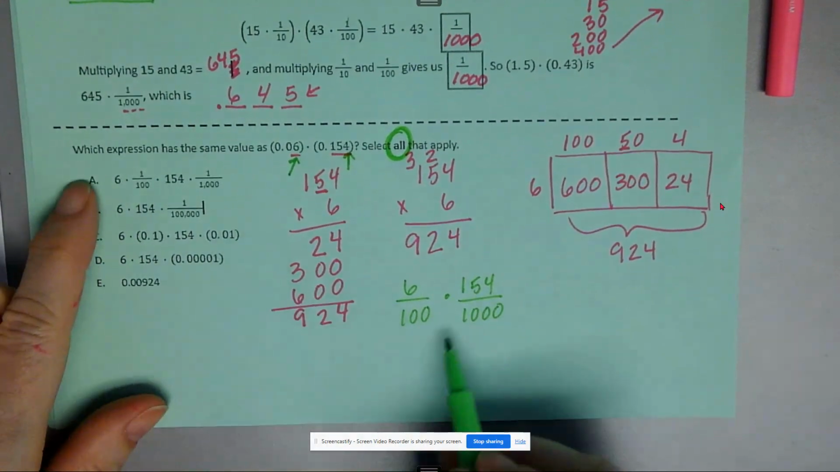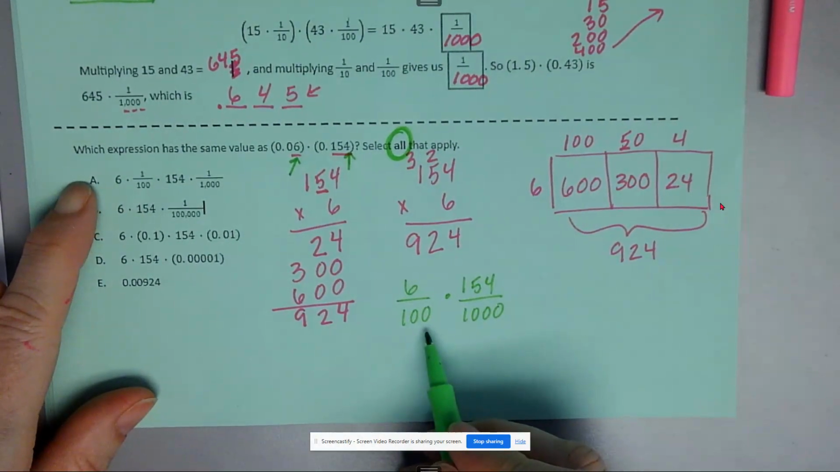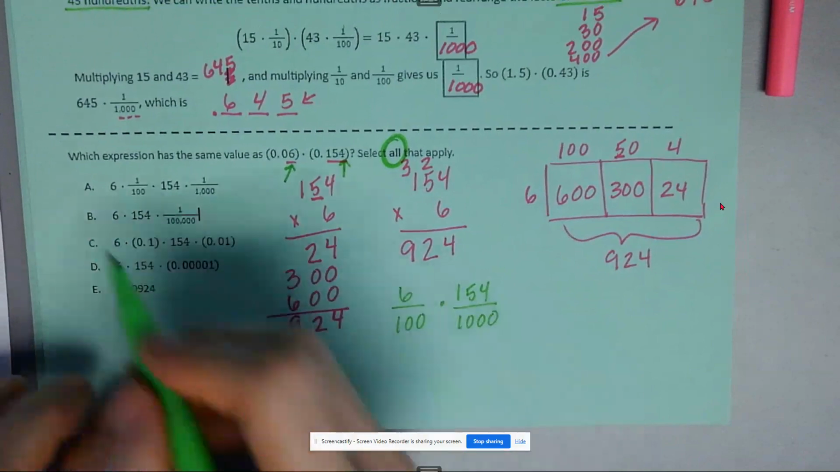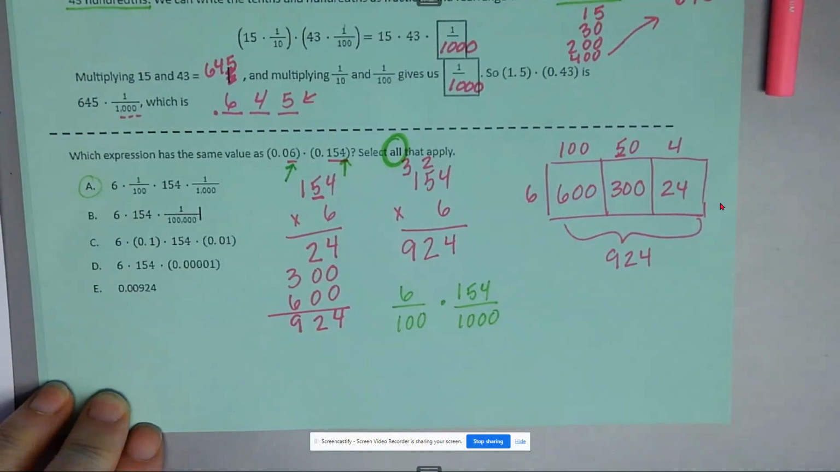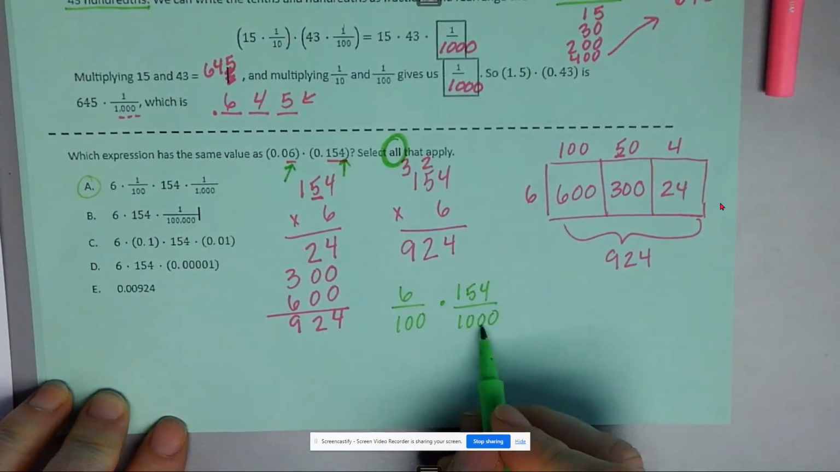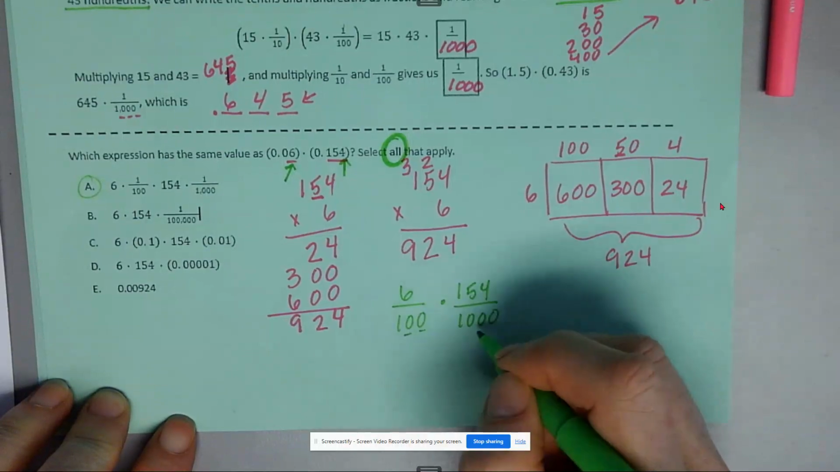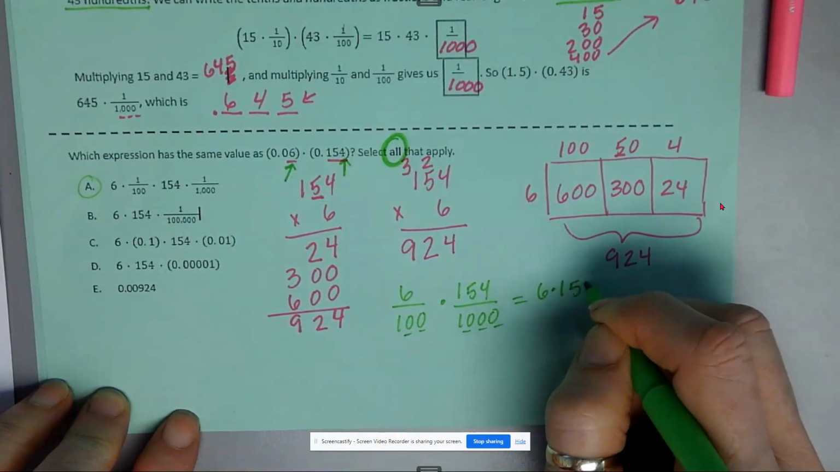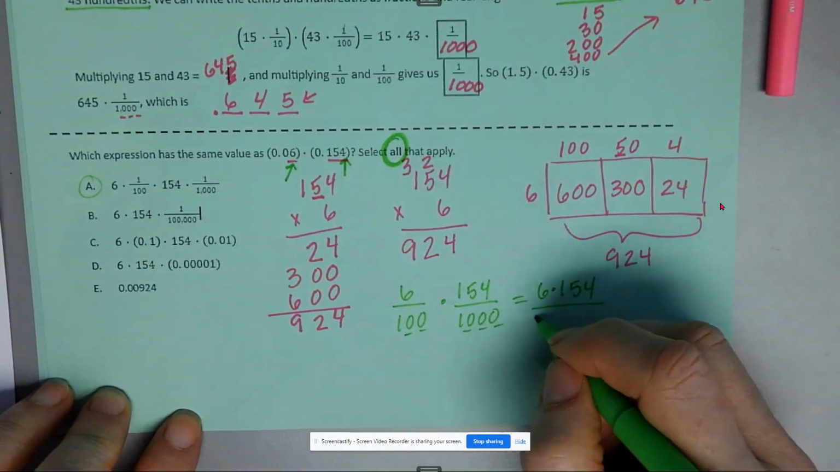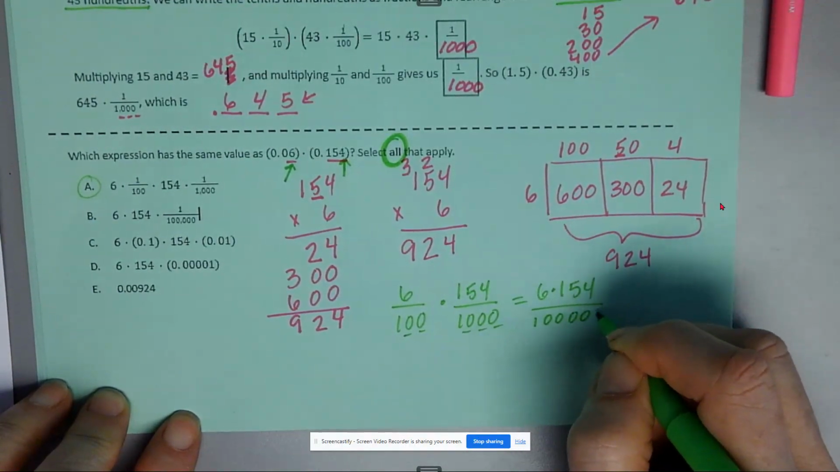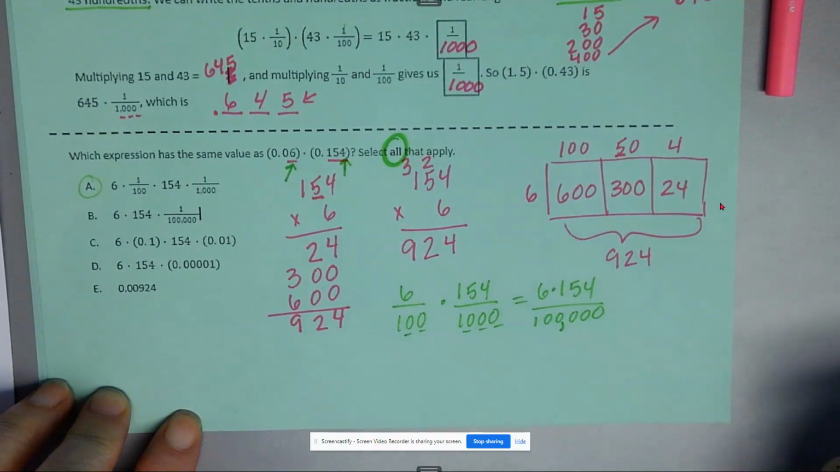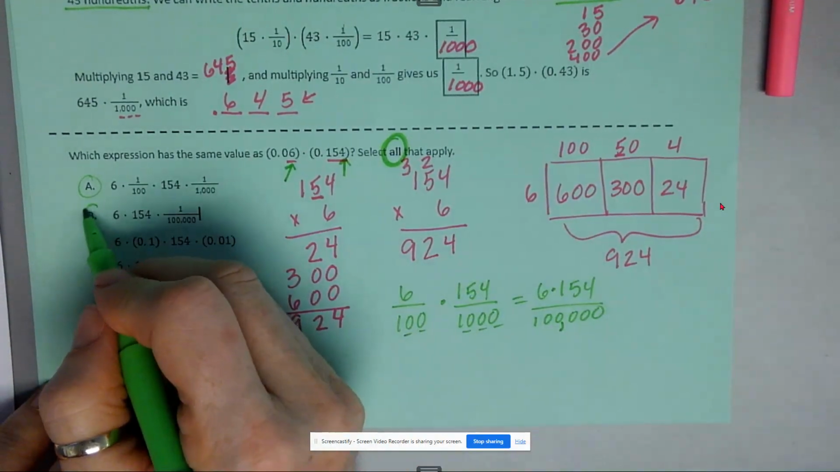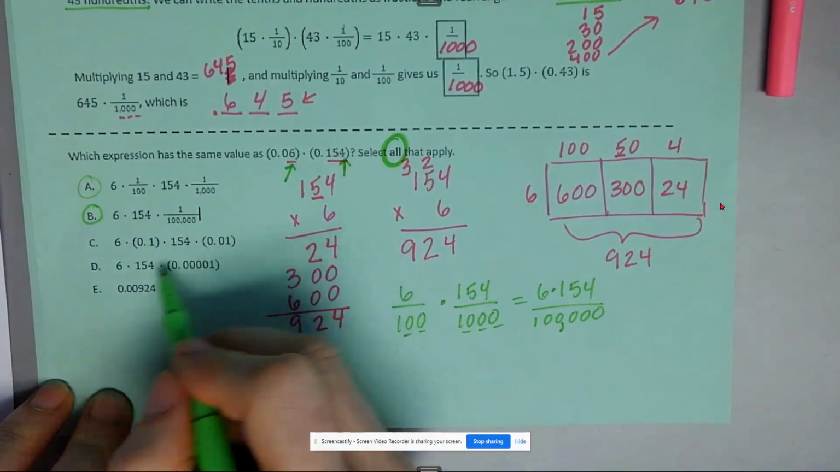If we look at the very first one, you'll notice it's very similar to what I wrote. 6 times 100, 24 thousandths. What is 100 times 1,000? 1, 2, 3, 4, 5 zeros. So it'd be 6 times 154. And we'd have 1, 2, 3, 4, 5 zeros.